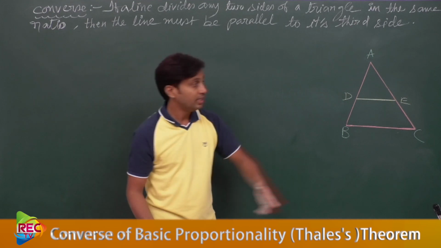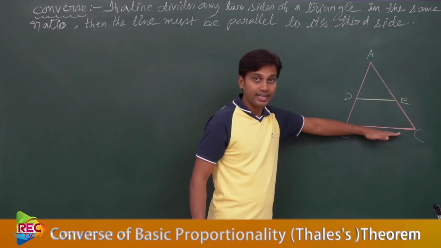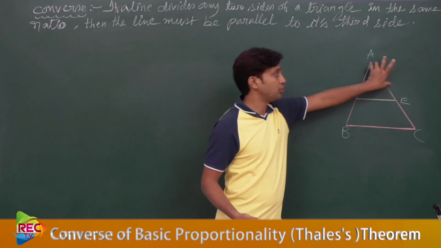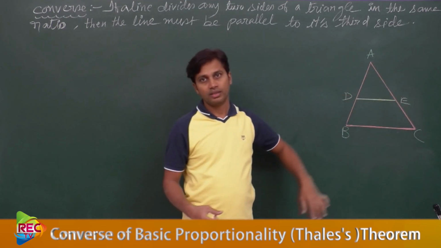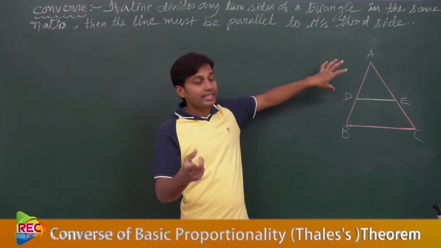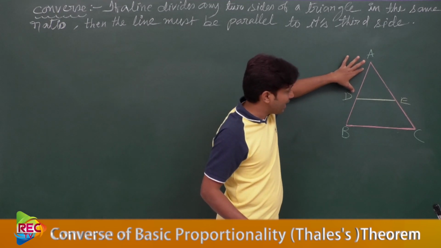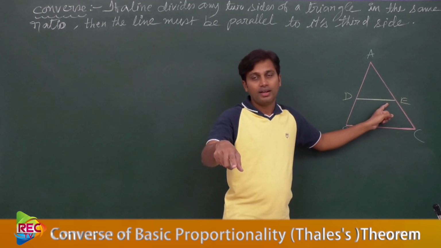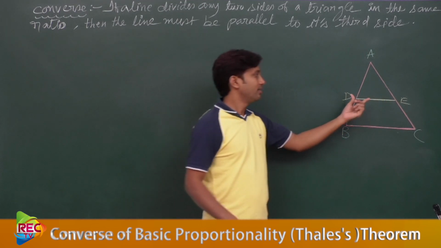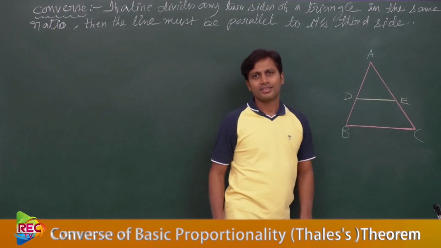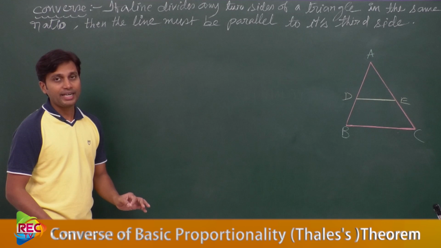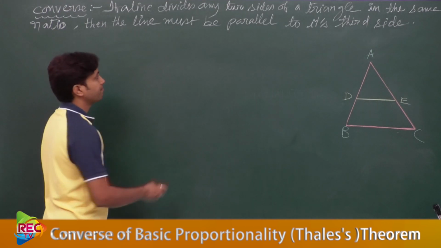Previously we took this line parallel to this side and obtained that the ratio of these two sides is equal. Now in reverse, we take that the ratio of the sides divided by this line is equal, and we need to show this line is parallel to this. Got it? Now I think you have got the clarity. Now let me write what to prove first.